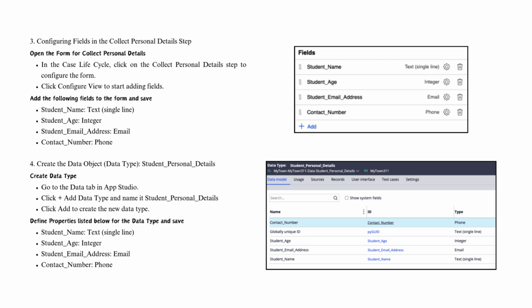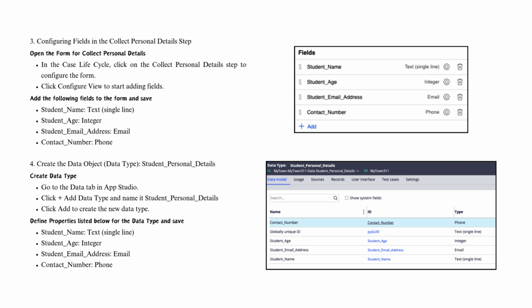Our next step is to configure fields in the Collect Personal Details form. In the case lifecycle, select the Collect Personal Details step and click Configure View to add fields such as student name, student age, student email address, and contact number. This form will capture all required details from students.